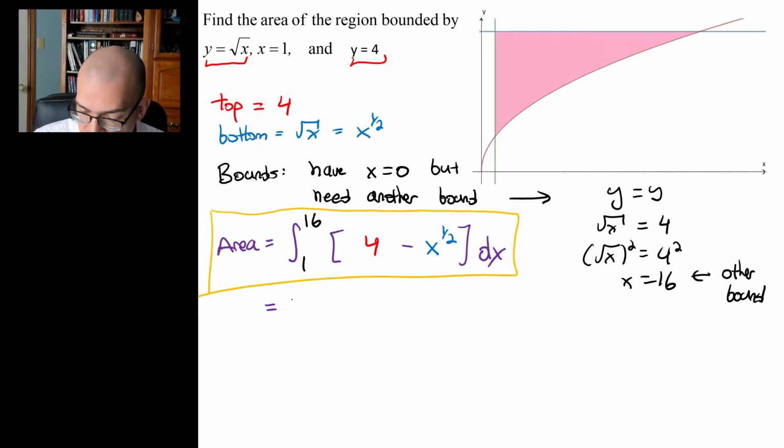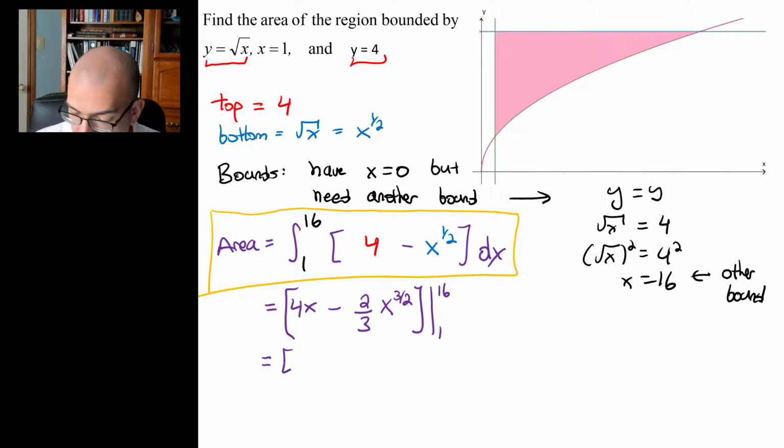I'm going to take the antiderivative of each piece. The antiderivative of 4 is 4x. The antiderivative of x to the 1/2, we use the anti-power rule. Power increases by 1. 1/2 plus 1 is 3 over 2. And we have to divide by that new power, which is the same as multiplying by the reciprocal, 2/3. And then this can be evaluated from 1 to 16.